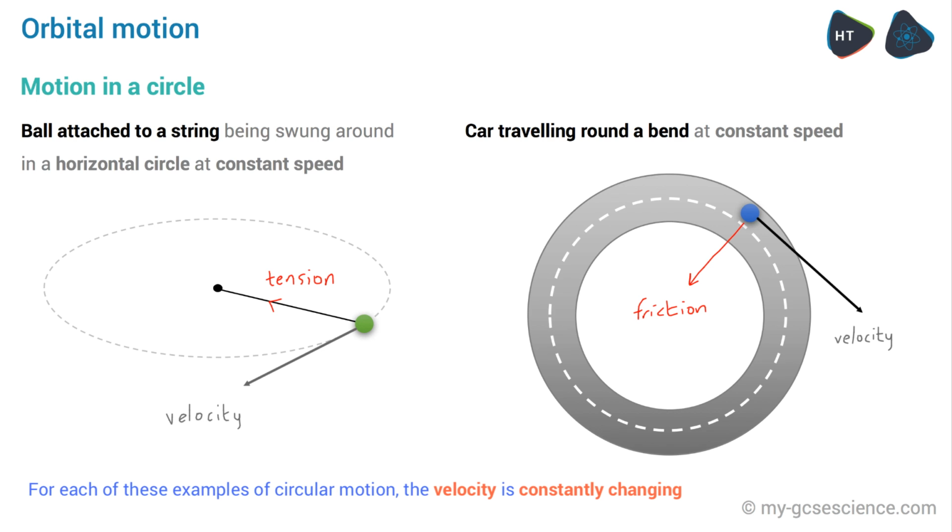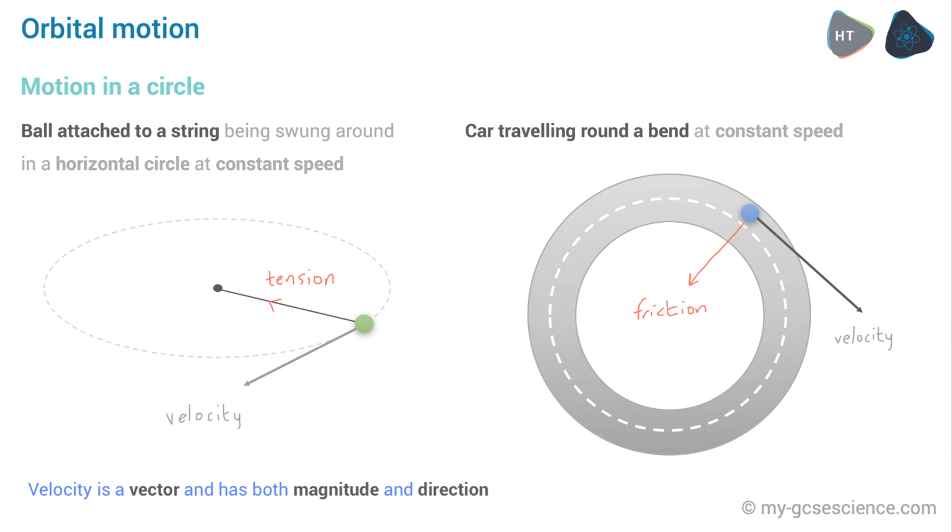Notice how, for each of these examples of circular motion, the speed is constant but the velocity is always changing. This is because velocity is a vector and has both magnitude and direction.